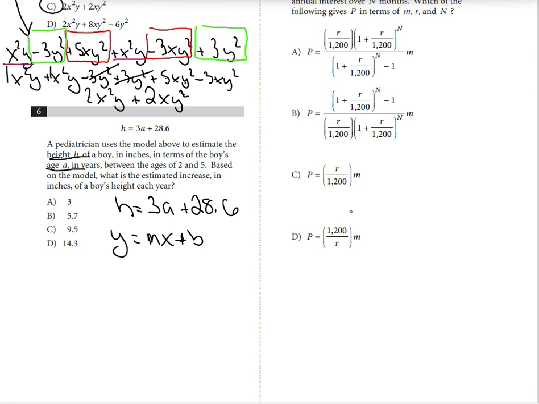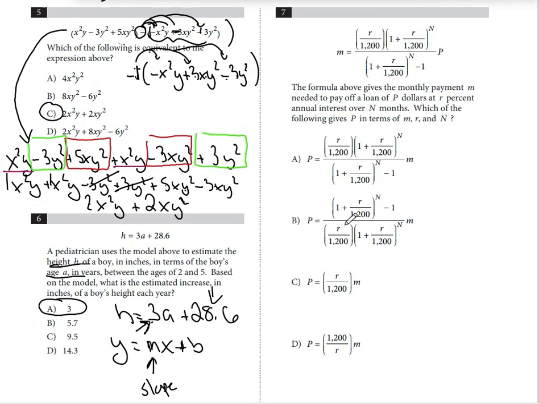It's in the same form. All right, so this is our starting value. That's where we start. That 3, that's our change, because the m is our slope, our rate of change. So if we're looking for the estimated increase in inches of a boy's height each year, it would have to be that 3 per year. So our answer is going to be A here for number 6.